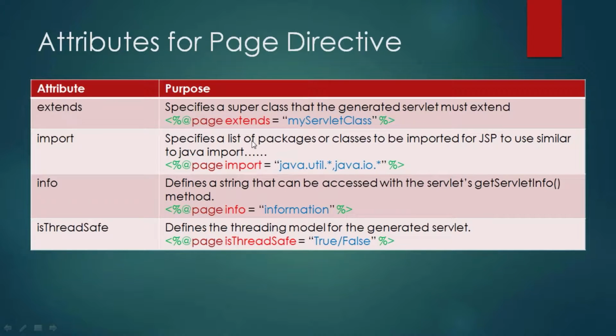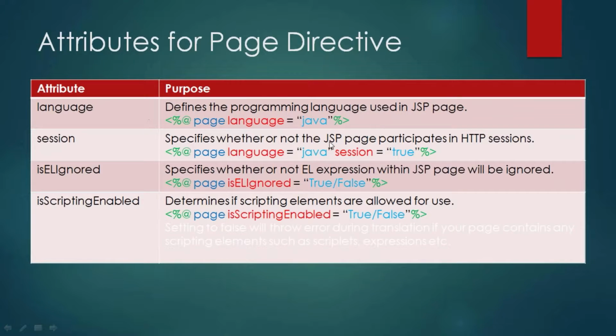And the extends attribute is used to mention a superclass that the generated servlet must extend. Import is to import the Java packages. Info defines a string that can be accessed with the servlet's getServletInfo method. isThreadSafe defines the threading model. And language says which programming language we are using.